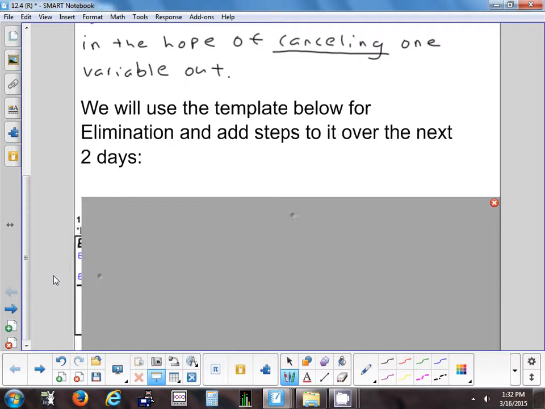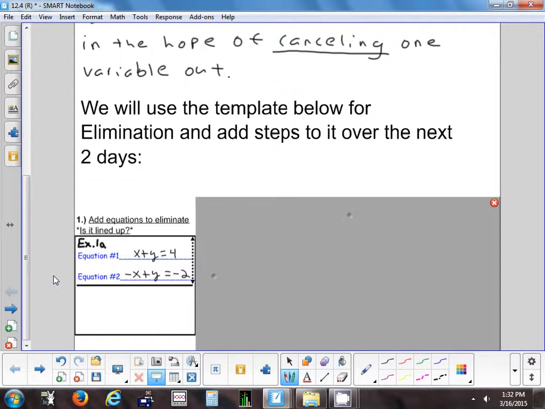So, on your sheet, this is what we have. That's your first box. Up above the box, the first step is you want to add the equations to eliminate. Right? You want to add the equations that you have, and that's going to eliminate. Add equations to eliminate. And your template or graphic organizer already says, is it lined up? What do you mean by is it lined up?